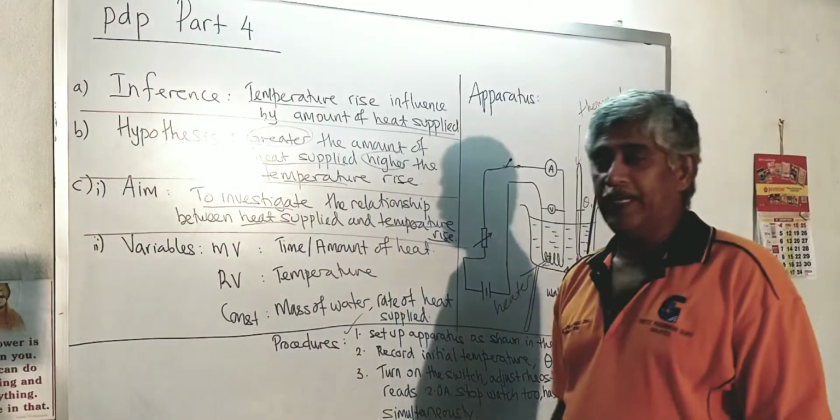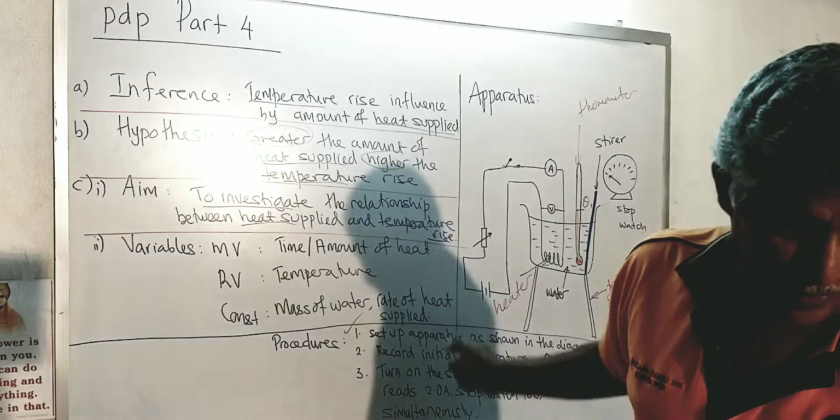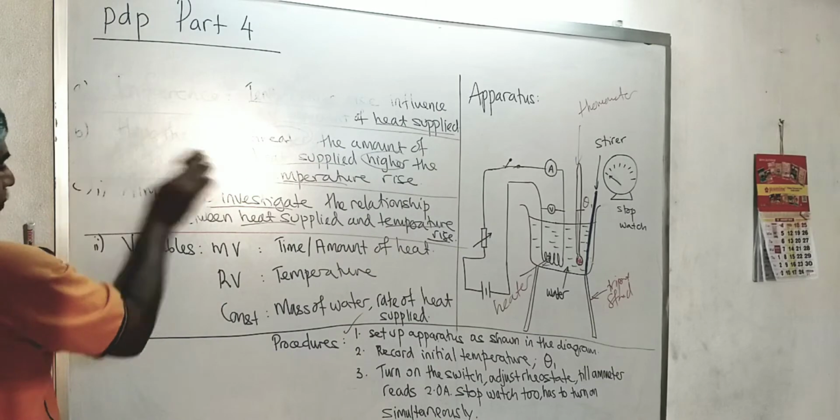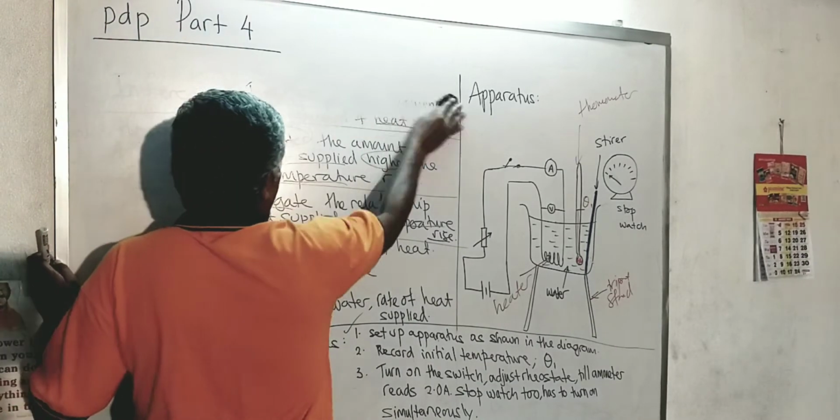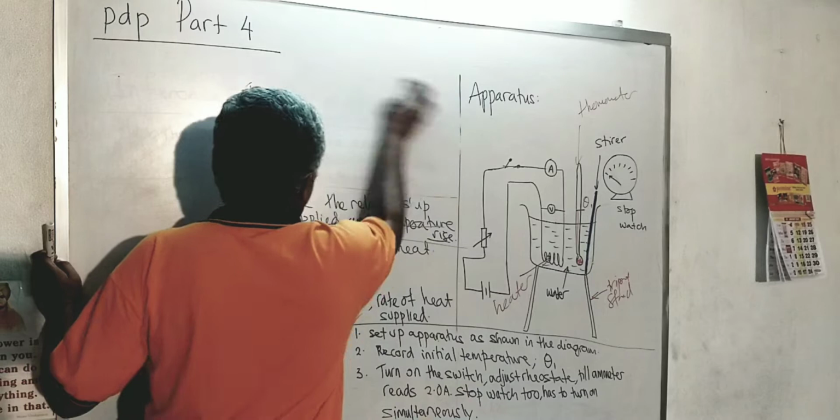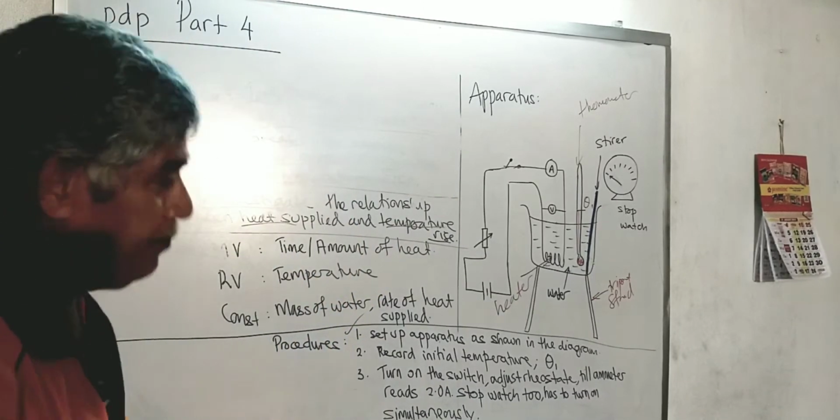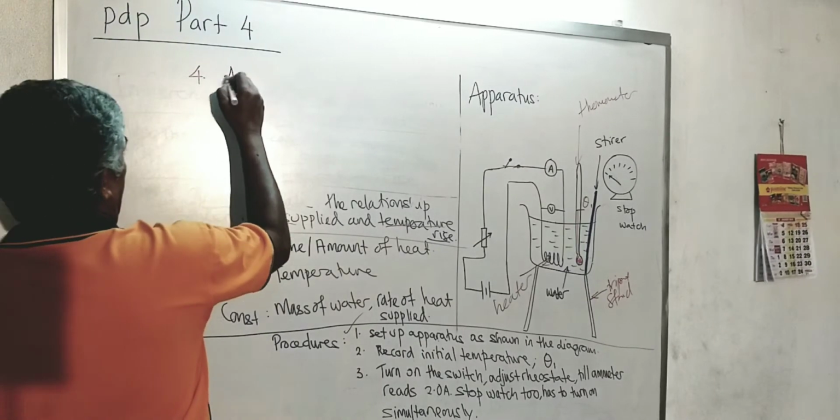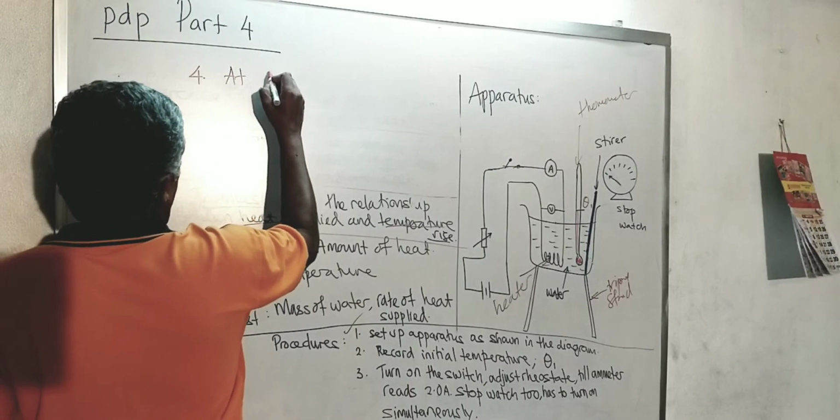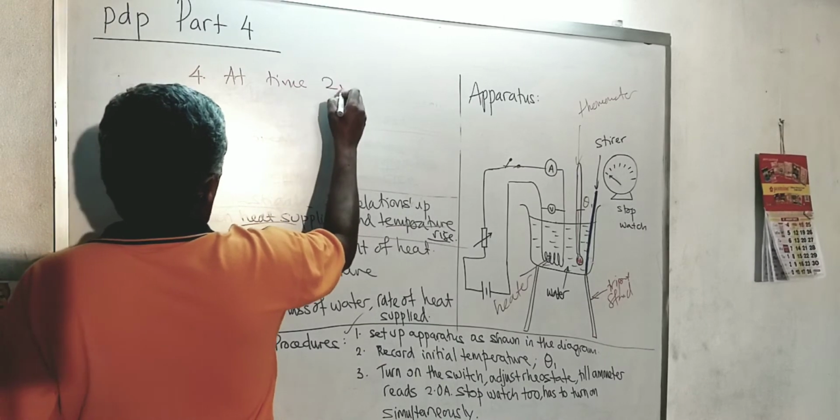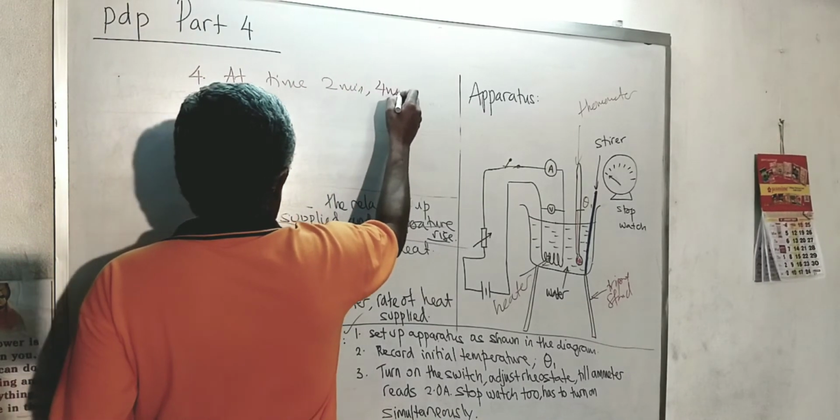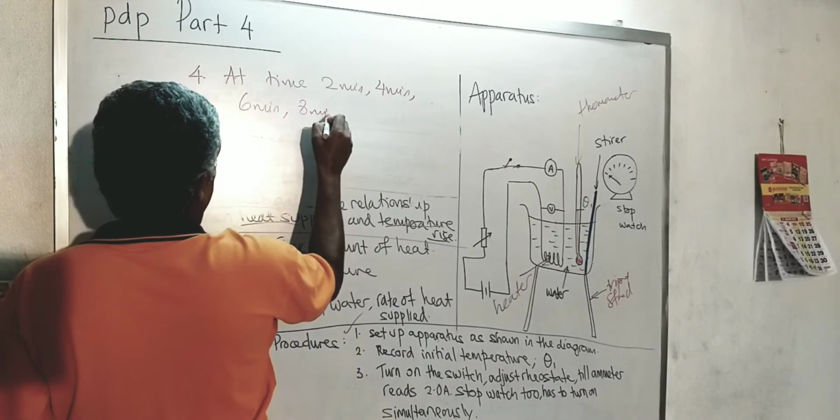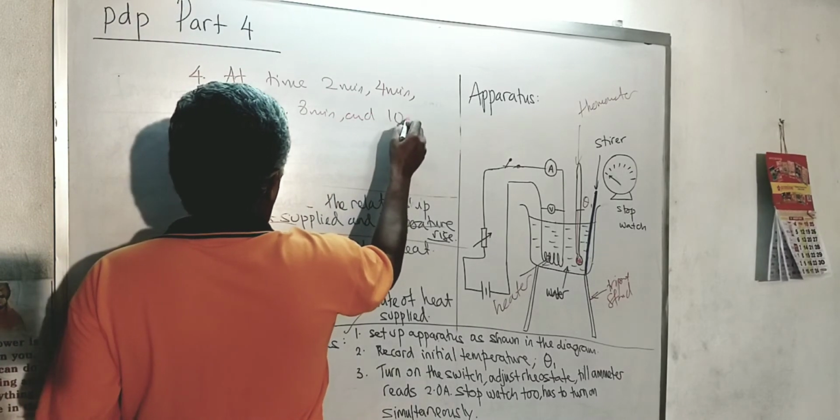Alright? Okay, then number 4, what do you do? Step 4 I didn't write here yet. You can write, okay, what is step 4? You're increasing the time, right? So you have to take a fixed time interval. So you can write step 4: at time 2 minutes, 4 minutes, 6 minutes, 8 minutes and 10 minutes.